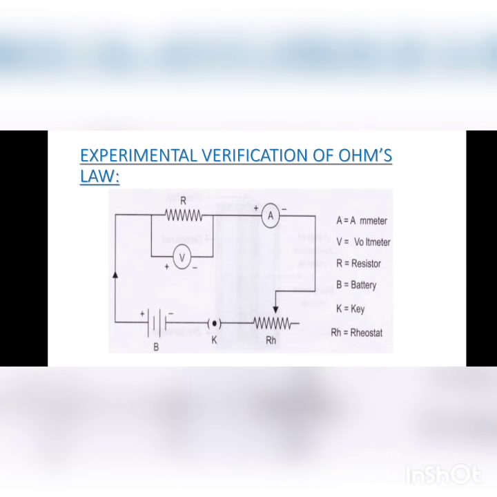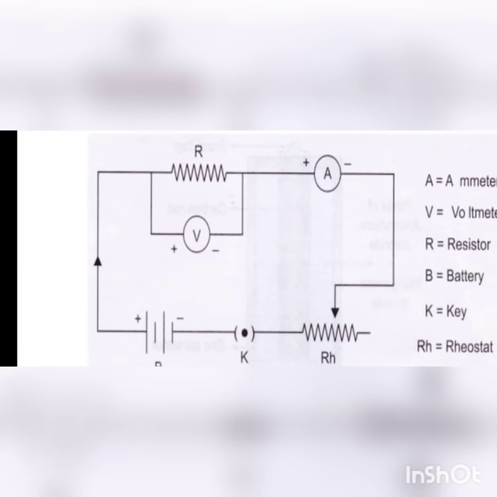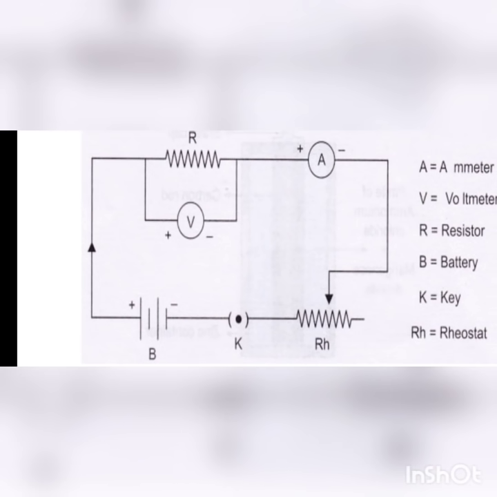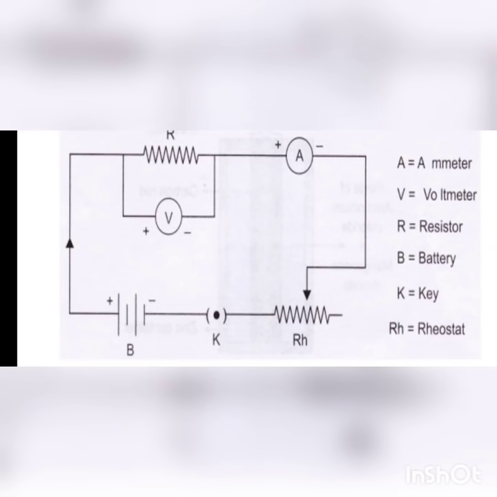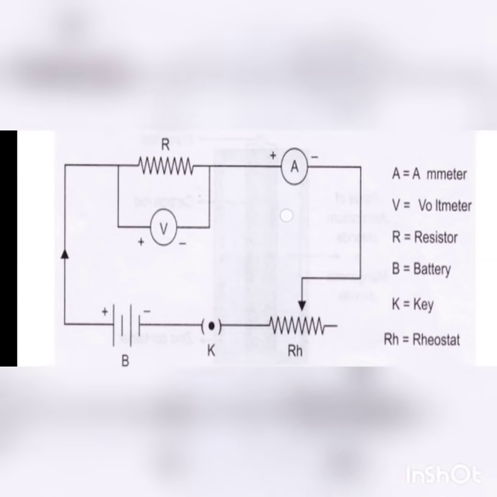And what we are going to do in this is change the position of this slider. This arrow is showing you the slider of your rheostat, and when you change this slider, the potential difference shown in the voltmeter across the resistor R will also vary. Fine, this potential difference across R varies, and accordingly the current in the ammeter also varies.